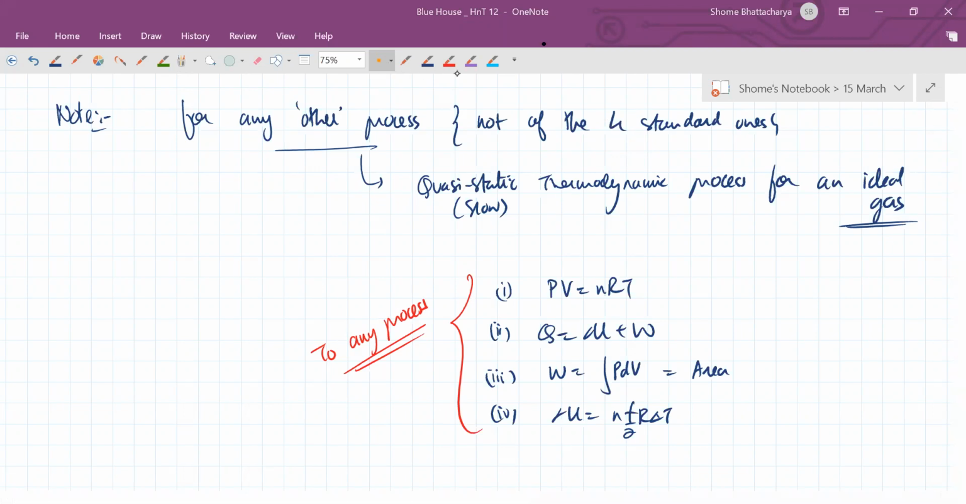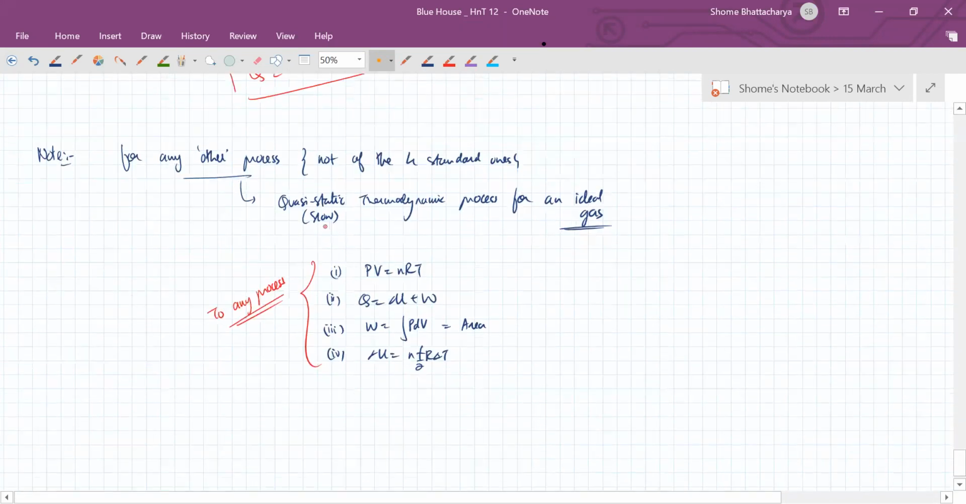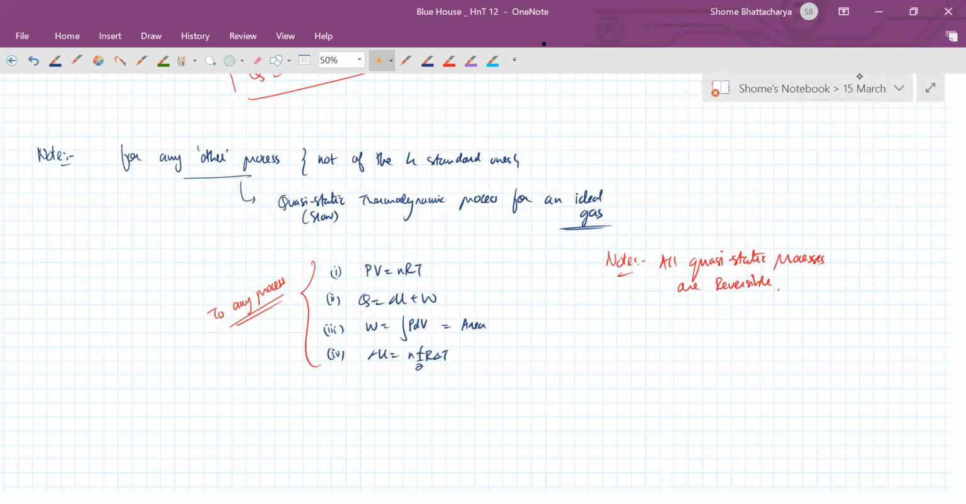Shikhar, so basically any quasi-static process is by definition reversible. Irreversible processes are not part of our syllabus. All quasi-static or slow processes are reversible by definition. In our physics syllabus, we will not be worrying about irreversible processes.